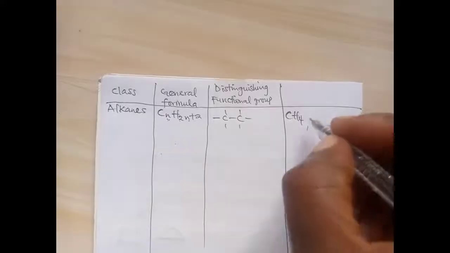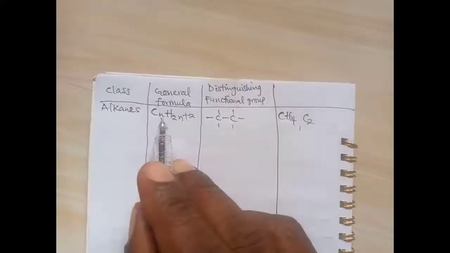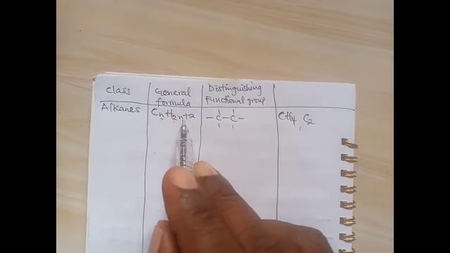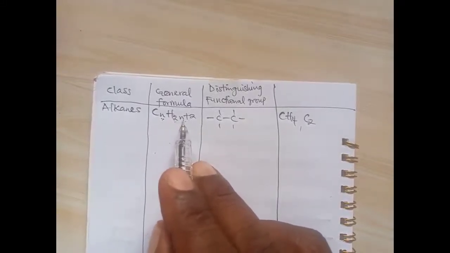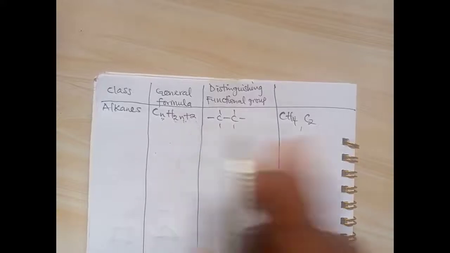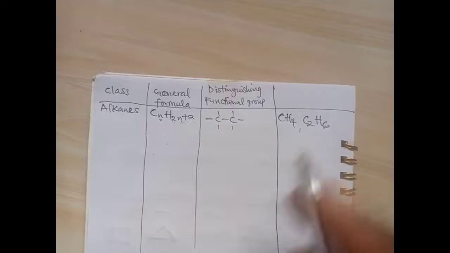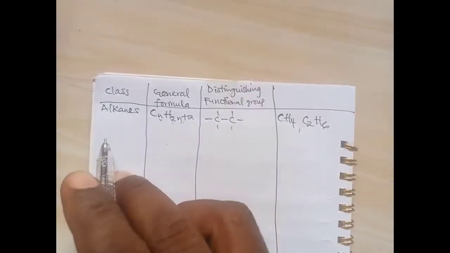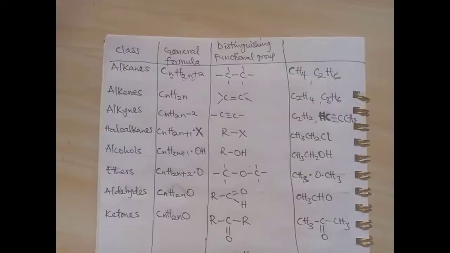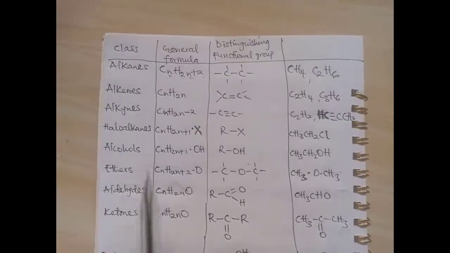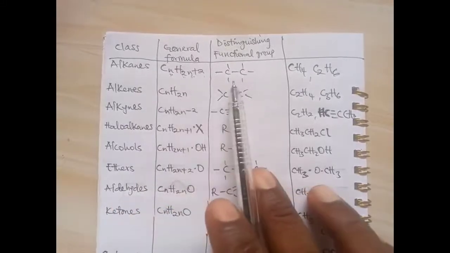Another example is if we have C2, C is 2, so n is 2. H is 2 times n, so 2 times 2, 4. 4 plus 2, 6. So H is going to be 6, and that is ethane. So for the sake of time, let me write out the rest and their functional groups. So these are the classes. We have alkanes. This is their general formula. This is how they are represented.